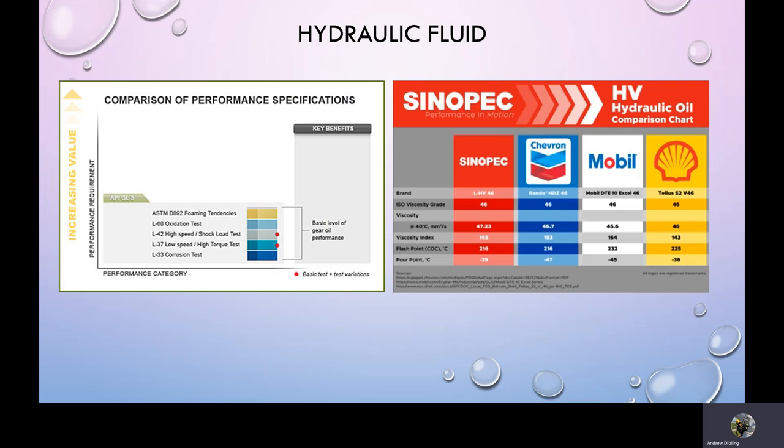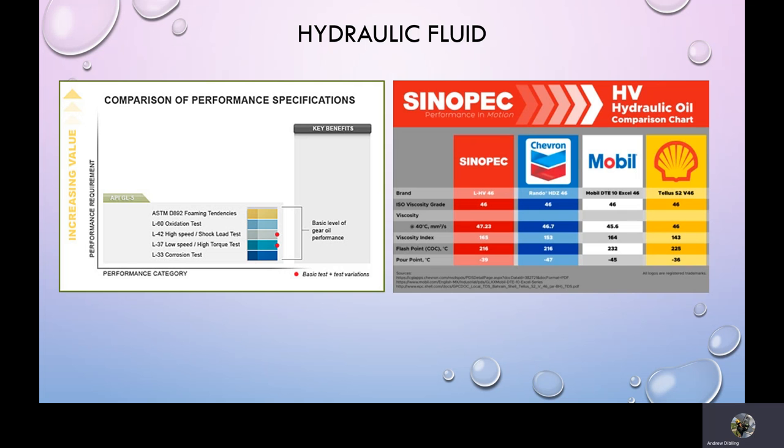Hydraulic fluid. Of course, when we talk about pneumatic fluid, we're talking about atmospheric air, which is basically filtered and has the water taken out of it. But a hydraulic fluid is a very scientifically designed lubricant. And here we have Sinopec specs for their hydraulic fluid, compared to other manufacturers such as Chevron, Mobil, and Shell. And you see the viscosity is 46.